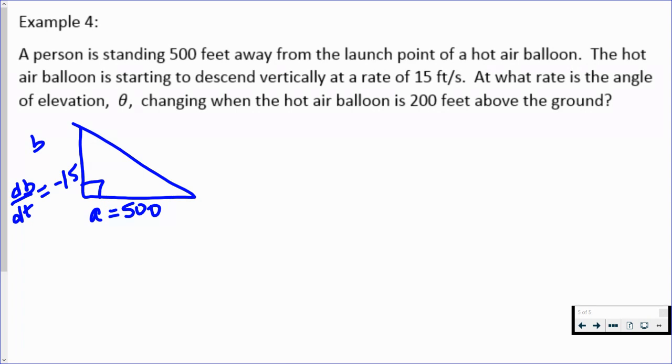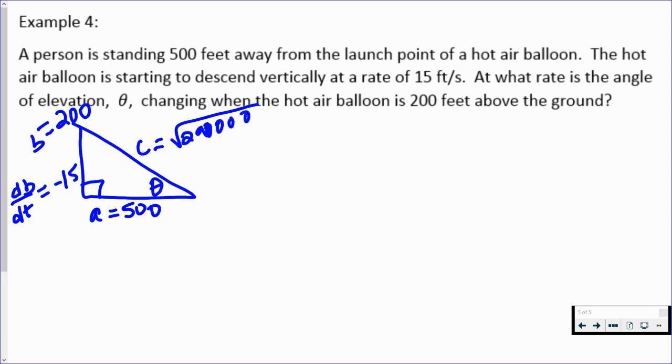All right. At what rate is the angle of elevation theta, which I'm going to label in our triangle, changing when the hot air balloon is 200 feet above the ground? So that would be our B as 200. Side C, we may end up needing that. Let's go ahead and find it with the Pythagorean theorem. If we did 500 squared plus 200 squared and took the square root, our C would be the square root of 290,000.